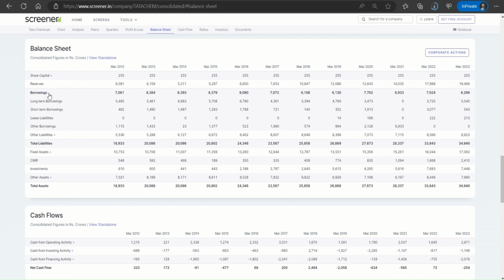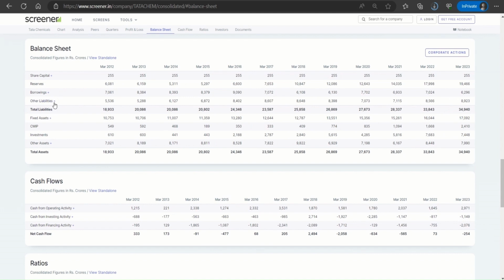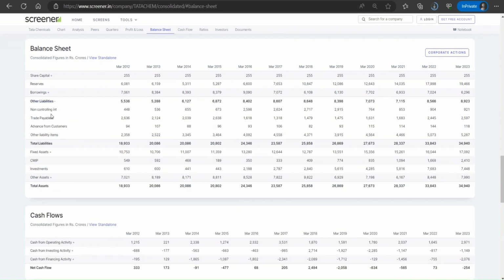Now if I just minimize my borrowings and go to my other liabilities, what I am seeing here is that I have my non-controlling interest, I have my trade payables. I have to pay this money, so these go into my current liabilities. Now it depends. Generally the trade payables are within a year, but there are instances where the trade payables can be for a few years. Then it would go into non-current liabilities. And I think that's the reason that this website doesn't list into current and non-current. Otherwise it has to really go into the financial statement, separate whether it is a current liability or a non-current liability, and the chances of error increase. Then it has the advances from customers and it has other liability items.